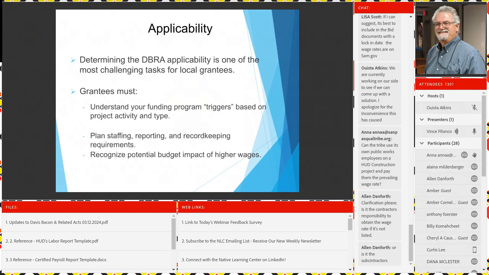The grantee, that's you, must understand your funding program triggers. You know, based on productivity and type, when do you qualify? Qualify, again, is probably the wrong word. You don't qualify for Davis-Bacon. You reach a threshold where you are mandated to use, for most cases, unless you have your own tribally determined wage, Davis-Bacon. So I apologize for using that word. I don't want to mislead you.